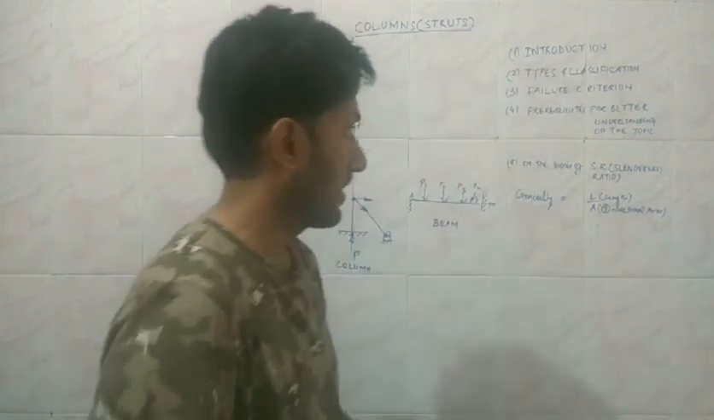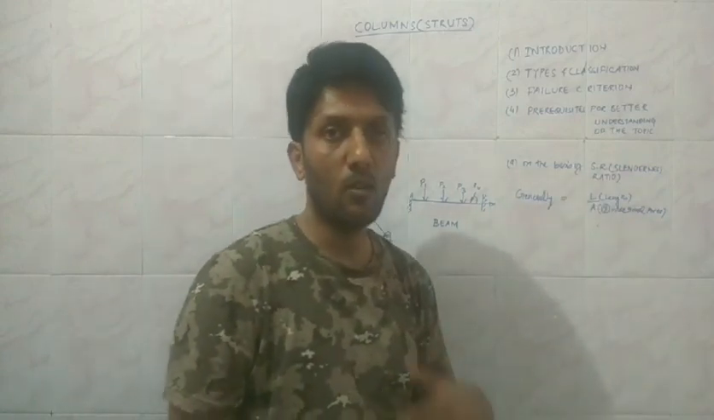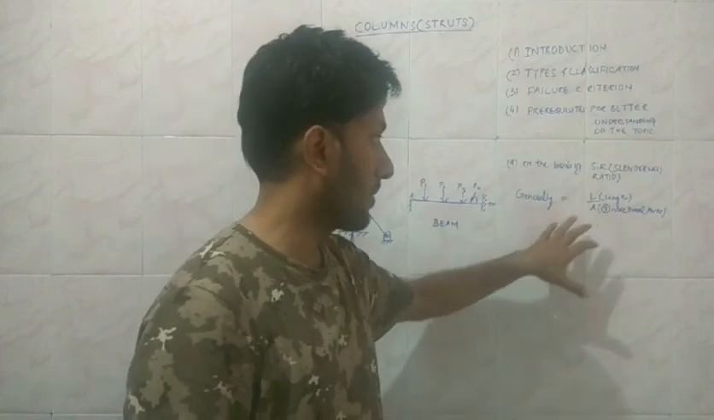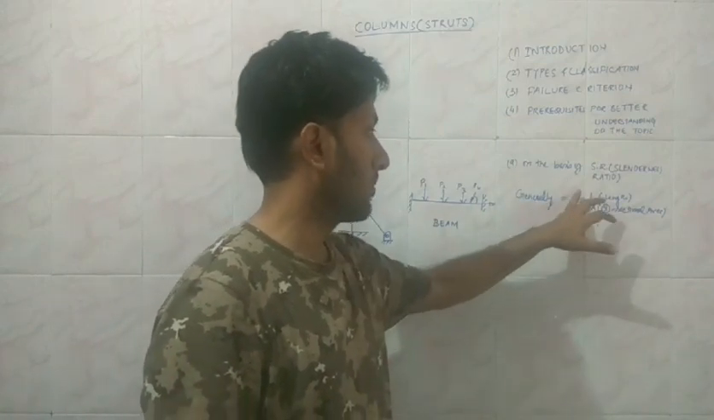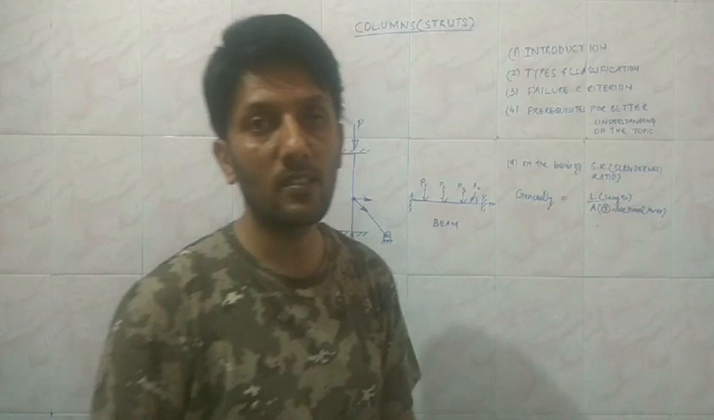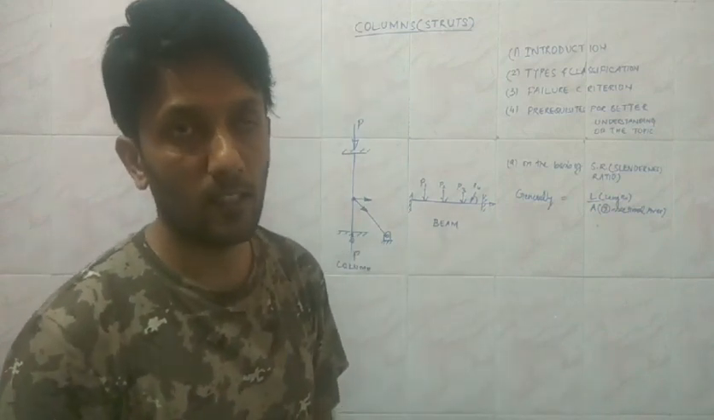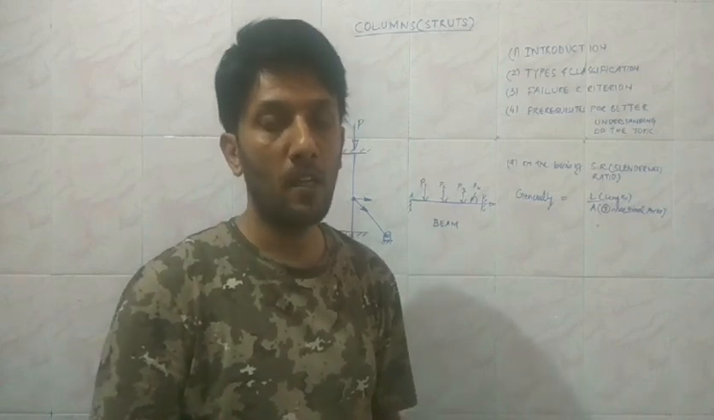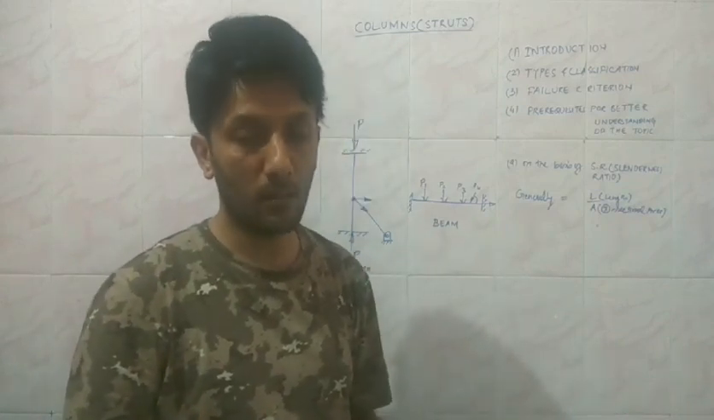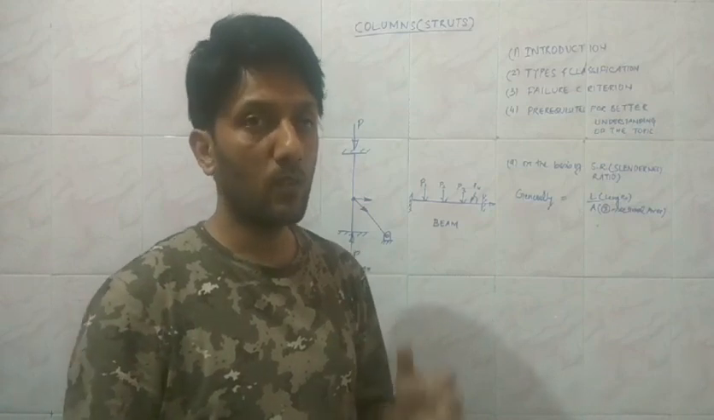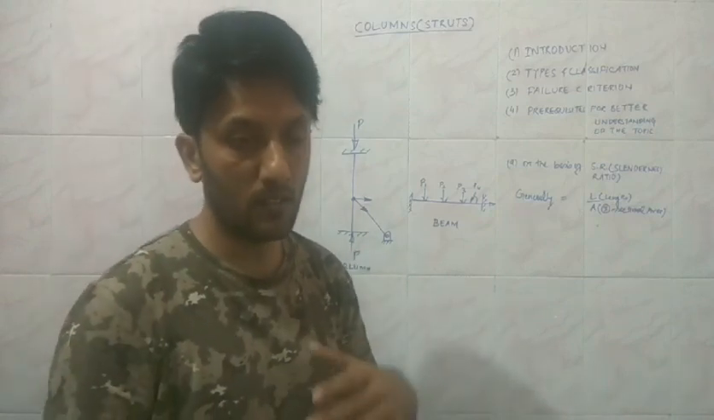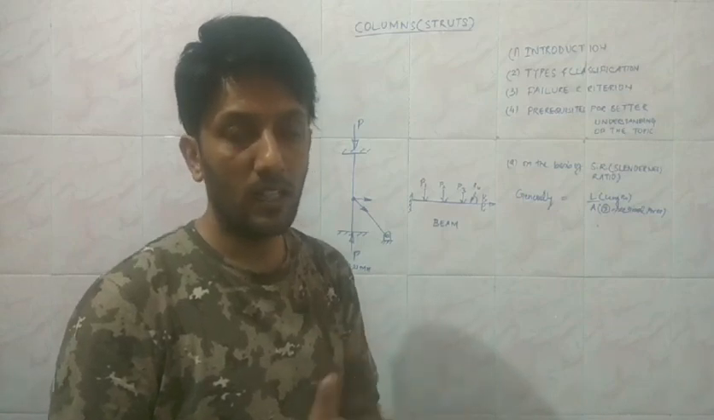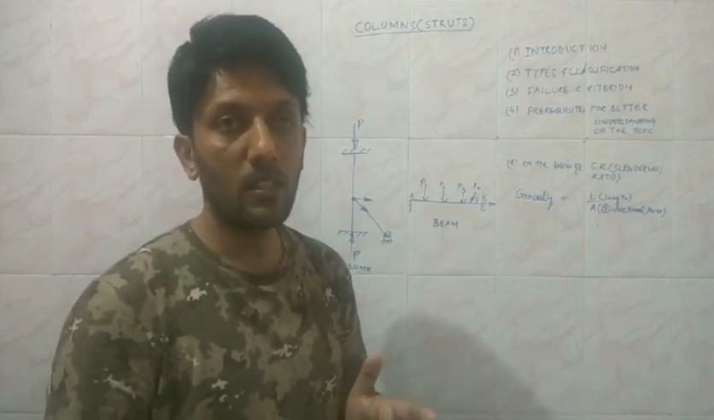So slenderness ratio, as the name indicates, tells how slender the component is, how thin it is. It is decided by the ratio of two parameters, that is the length and the cross sectional area. If something has a substantial length, it doesn't mean it is thin. Even if something has a substantial area, it doesn't mean it is thick.